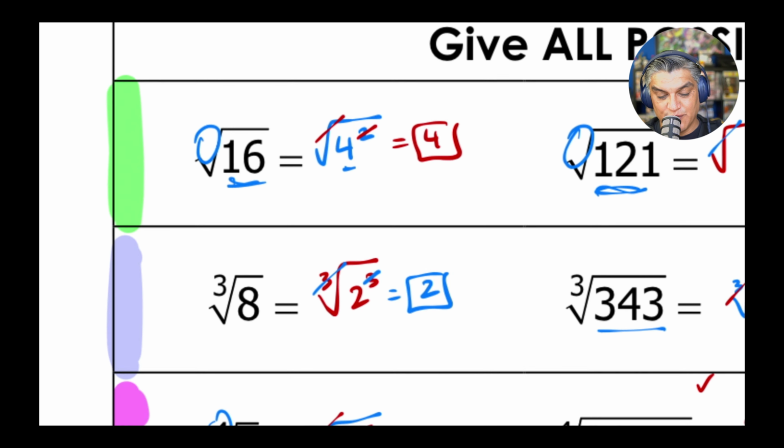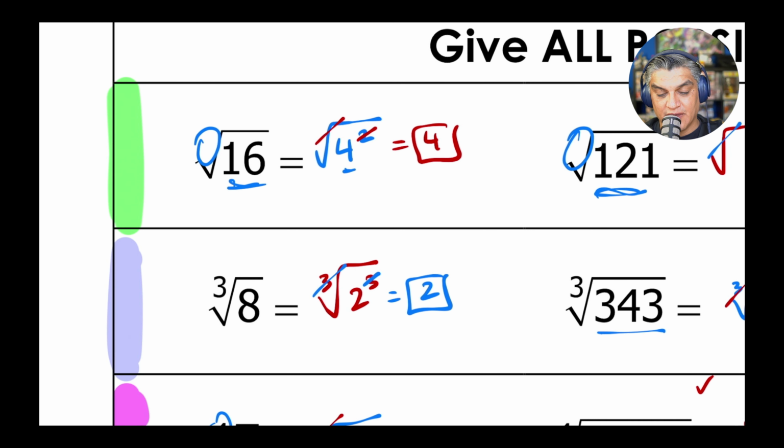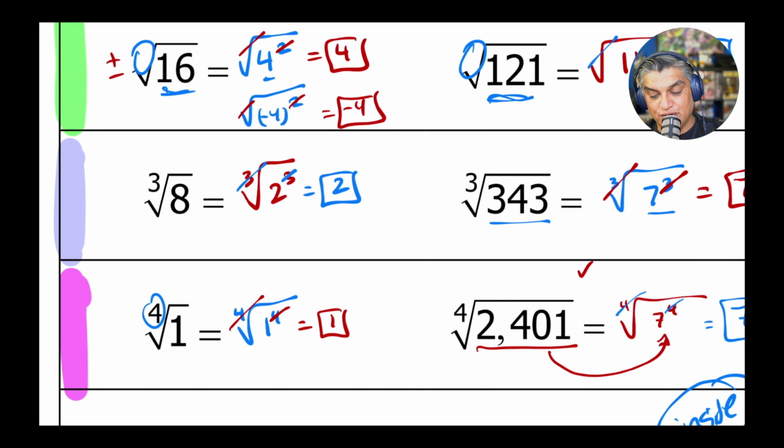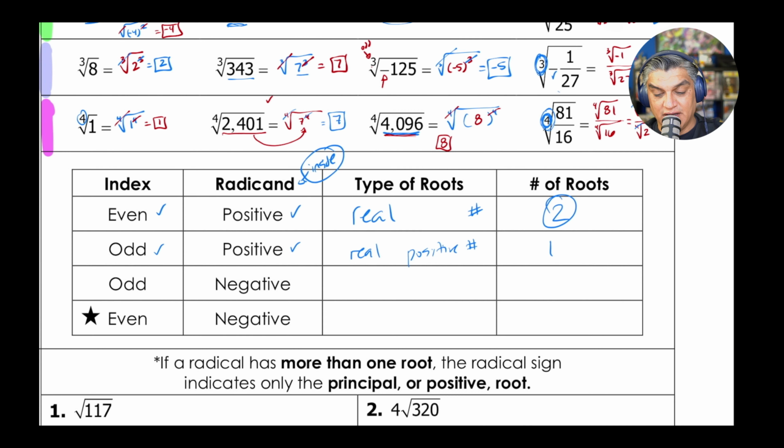When you take the square root, you see here I took the square root. I could have gotten a second answer and said the square root of negative 4 squared, and then that cancels with that, and I also get negative 4. That's why I get two answers. That's why we always have plus or minus. So here's where it gets tricky. Yes, I'm going to have two roots, one positive, one negative.